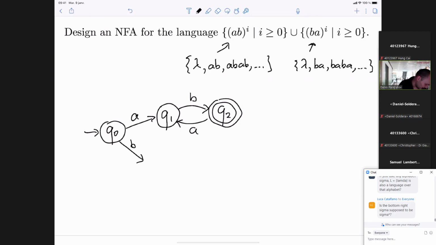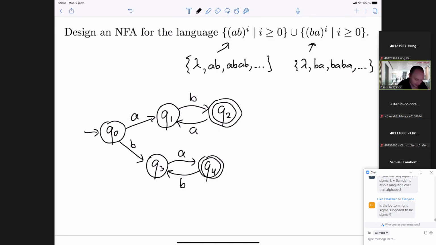Now, if the first character is B, you go to Q3, and then you should see A, then you go to Q4 and you accept. And if you see B from Q4, you kind of repeat it like this.